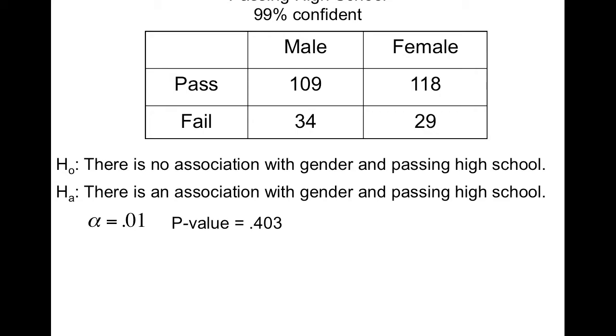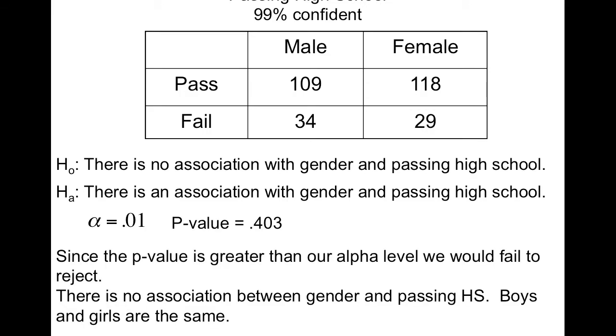The rules are the same. Our p-value is greater than our alpha level, so we will fail to reject. So that means there is no association between gender and passing high school. And again, that first line, there is no association between gender and passing high school, that's just me copying down my null statement exactly what it says there. And I'm just explaining it a little bit. Boys and girls are the same. They're passing and failing at the same rate. So that's what we'd be looking at for that.